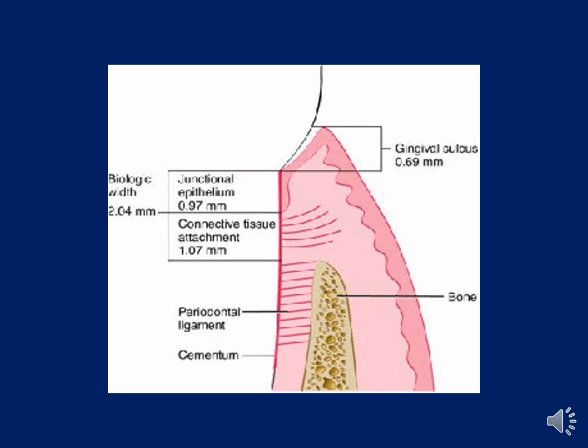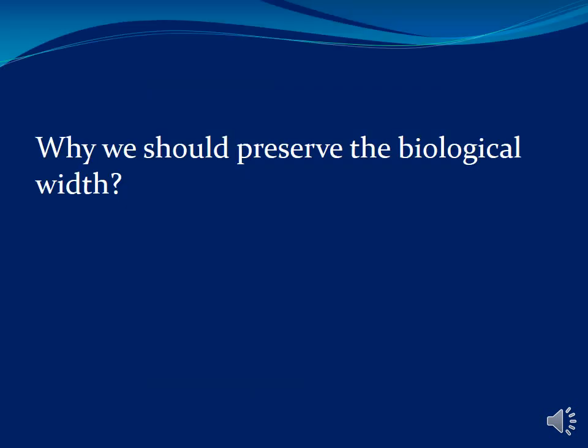As you can see in this picture, the junctional epithelium and the connective tissue attachment form the biological width. This distance should be away from the crest of the bone. Why should we preserve the biological width?